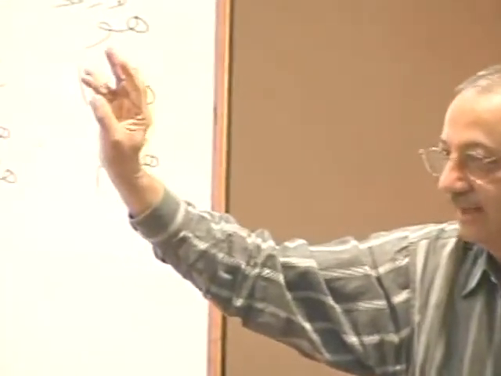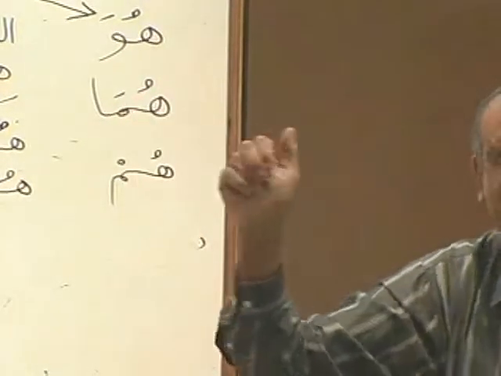Huwa huma hum, hiya huma hunna, anta antuma antum, anti antuma antunna, ana nahnu. Got the idea, brother? Okay, so huwa huma hum, hiya huma hunna, anta antuma antum, anti antuma antunna, ana nahnu. Brother, try to memorize it.